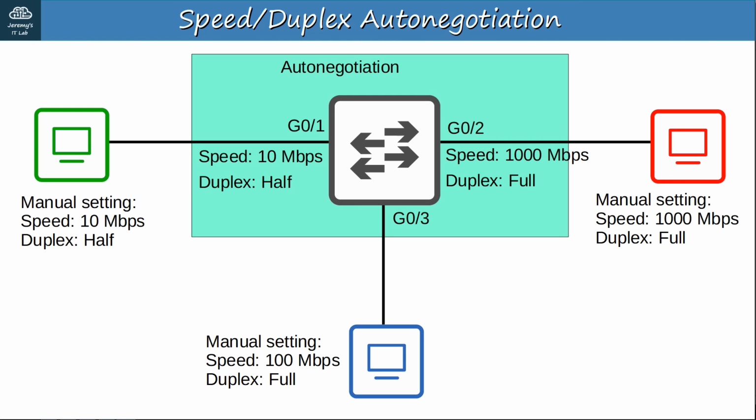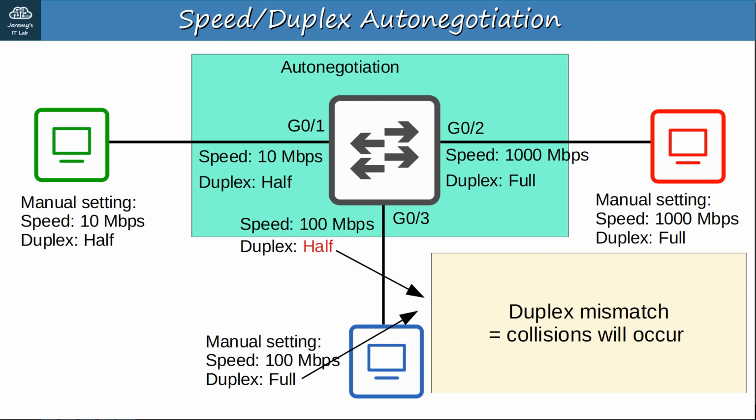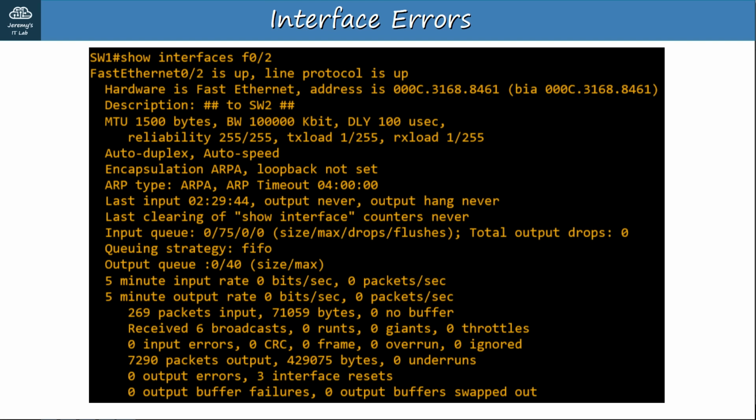Now, how about G03 connected to the blue PC? It senses the speed of 100 megabits per second, but then what about the duplex? The PC is using full duplex, but without auto-negotiation, the switch can't sense that. So, because the speed is 100 megabits per second, the switch uses half duplex. This results in a duplex mismatch, which will cause collisions to occur, resulting in poor network performance. So really, you should be using auto-negotiation on all devices in the network.